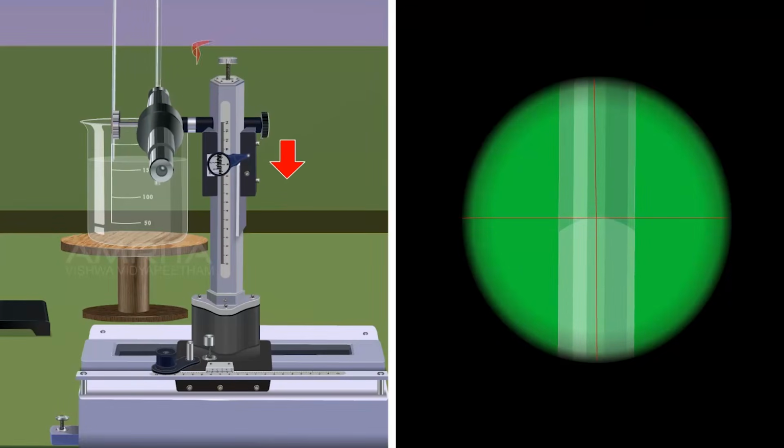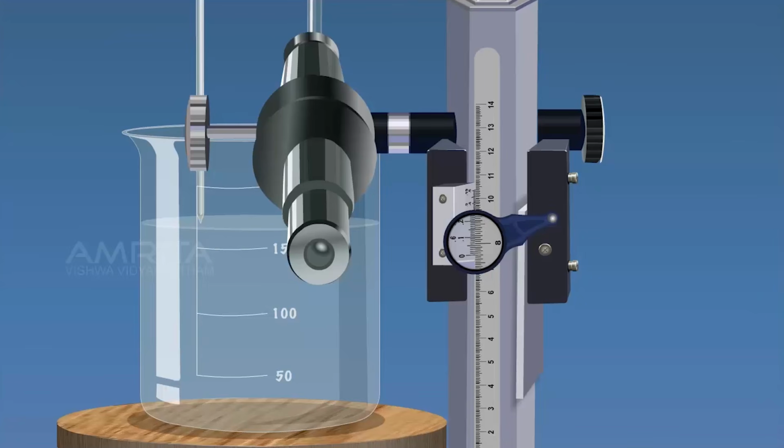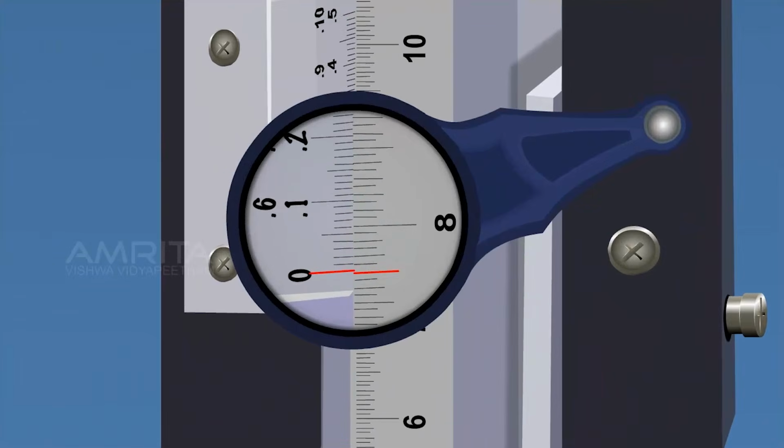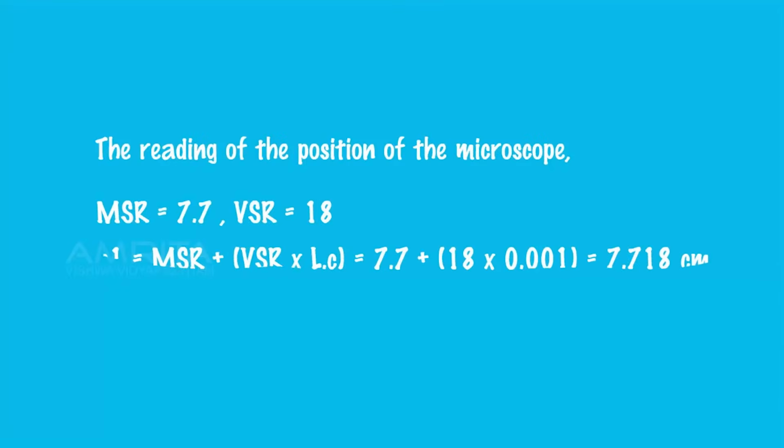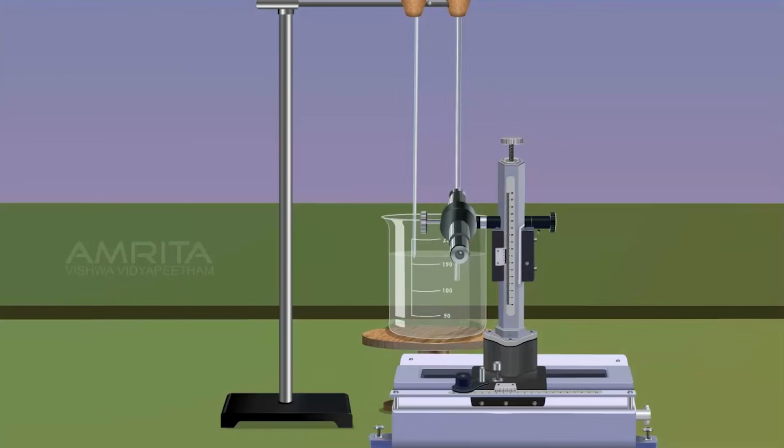Rotate the fine adjustment screw in anti-clockwise direction to make the horizontal cross wire just touch the central part of the concave meniscus. Note down the main scale reading and vernier scale reading. Calculate H1 using main scale reading and vernier scale reading.